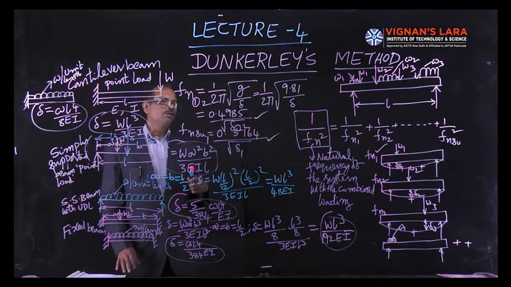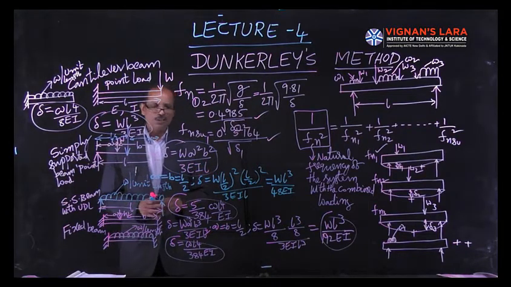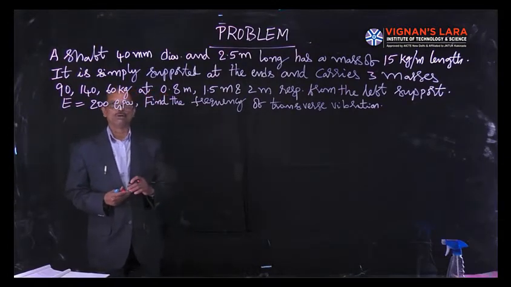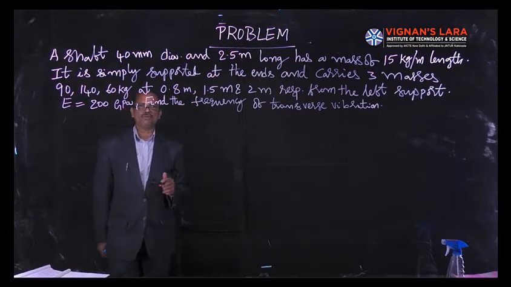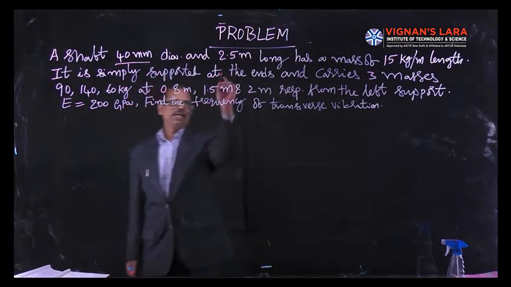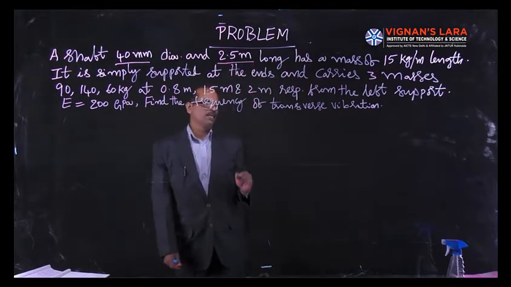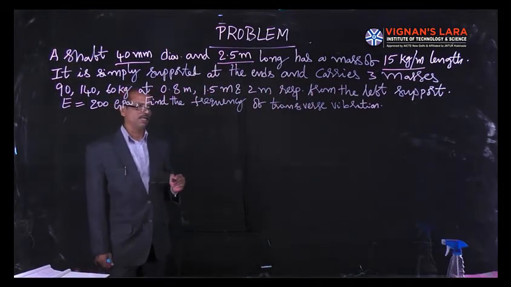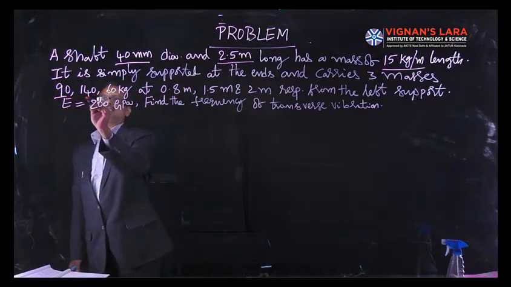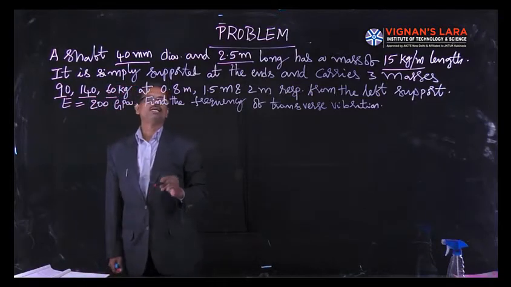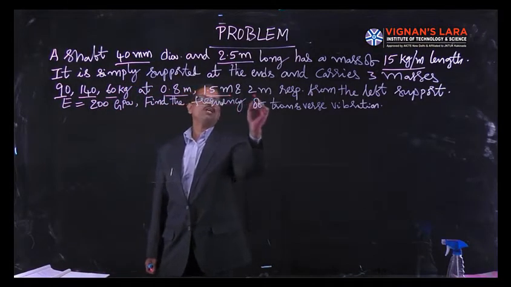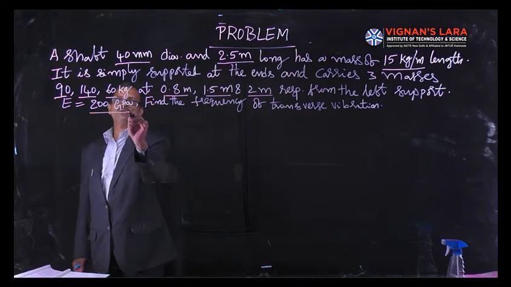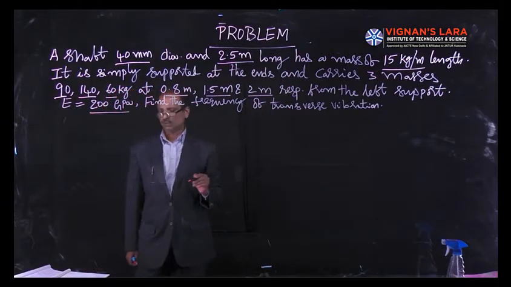So we'll see a problem on transverse vibration with multiple loads, how to find the natural frequency. A problem on the concept we have discussed just now. Let us see the problem. A shaft of 40 mm diameter with a length of 2.5 meters has a mass of 15 kg per meter length. It is simply supported at the ends and carries three masses of 90 kg, 140 kg, 60 kg respectively at 0.8 meters, 1.5 meters and 2 meters from the left support. Modulus of elasticity is given as 200 gigapascal. Find the frequency of transverse vibration.